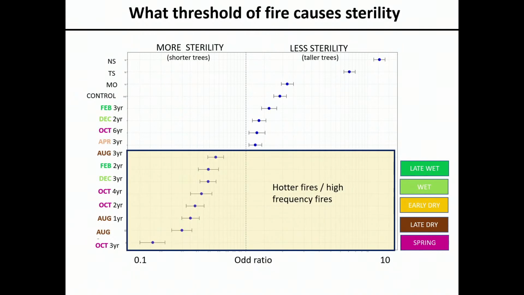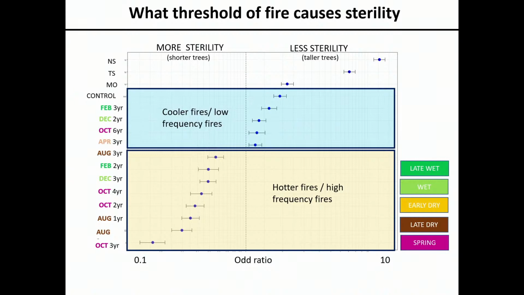So if you look at this middle line, if you're occurring on this side, that means there's more sterility in the landscape, and if you're occurring on that side, it means there's less sterility in the landscape. Generally, burn plots with hotter fires, high-frequency fires, have more sterility, and if you never burnt or you have cool fires, there's less sterility. So that's great. Now we know about fire frequency and fire intensity and sterility.